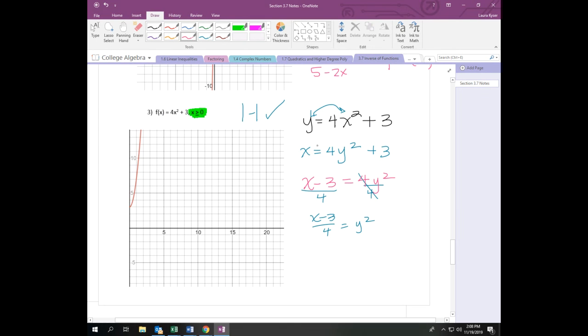And then to undo the square, I use the square root. Now, the numerator of this is an expression, which is not a perfect square, and so the square root is going to remain on the x minus 3. But the denominator is a perfect square. You can take the square root of 4 and get a regular integer, no longer under the radical. And there's your inverse.